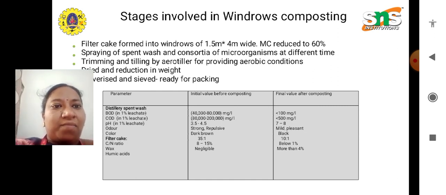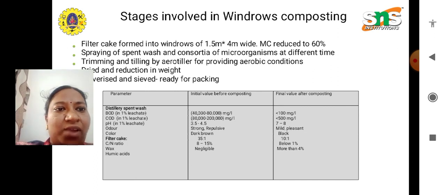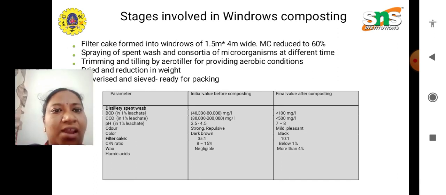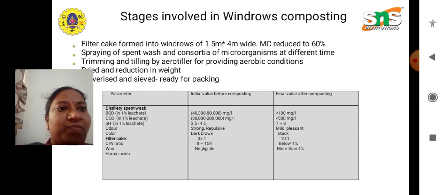The characteristics of distillery spent wash: BOD is around 1% leachate. COD is around 80,000 to 2 lakh milligram per liter. pH is around 3.5 to 4.5. The odor is repulsive and strong. Color is dark brown, and the C:N ratio is 35:1. Wax is 8 to 15%. Humic acid is negligible.